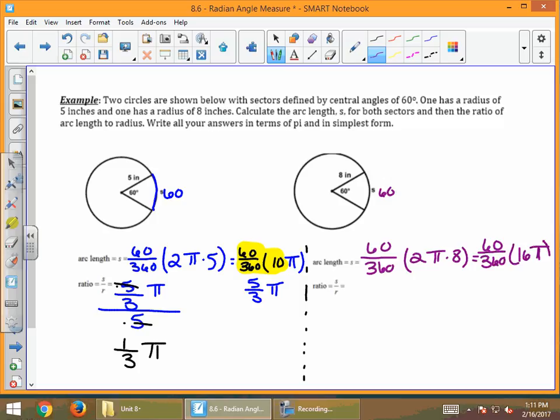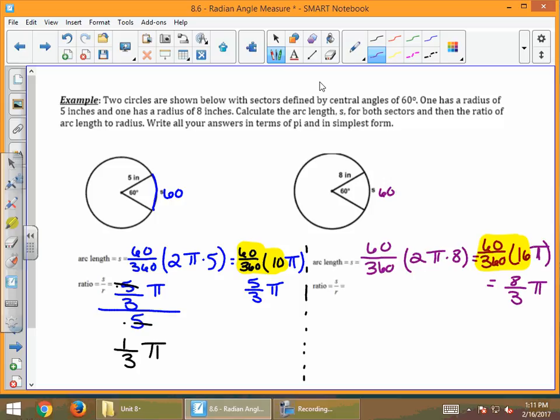Again, just like we did the other one, you just multiply that in your calculator. 60 over 360 times 16. 8 over 3. Tack on pi. And that is the arc length. The length of the arc, in inches. Okay? You can type it in and check it with what we're doing here.